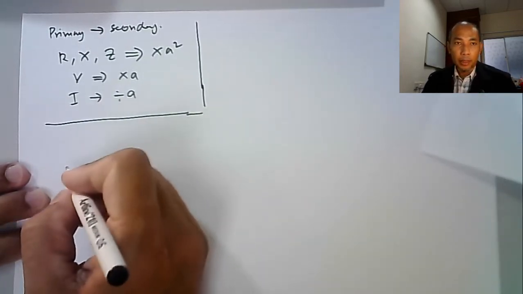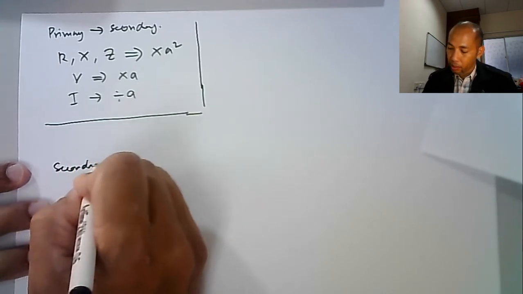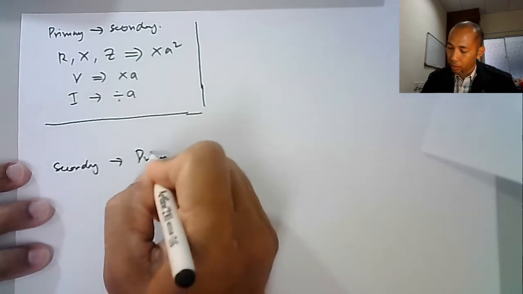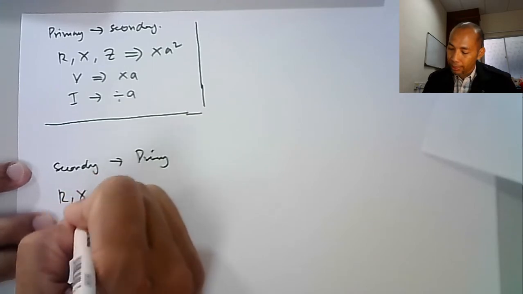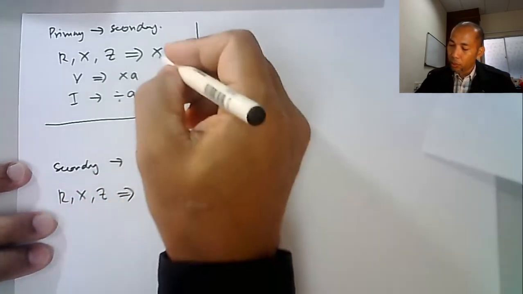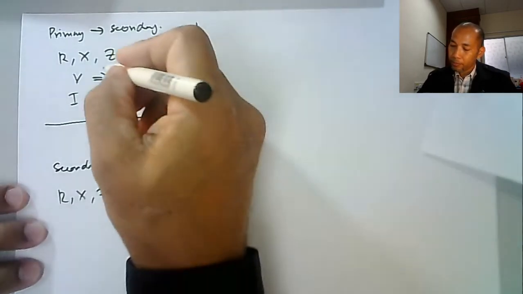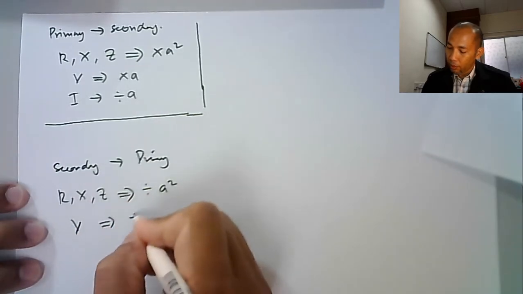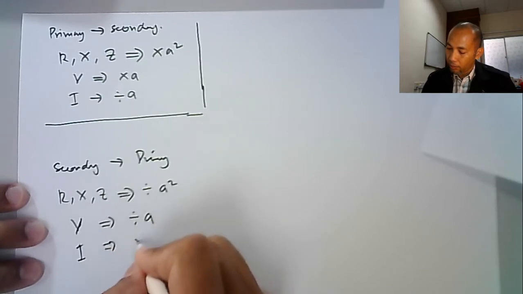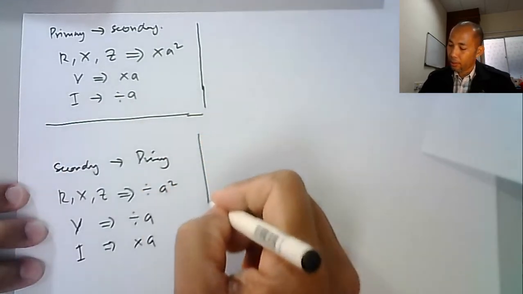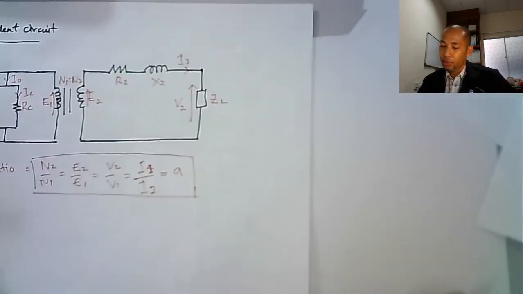So the transformation formula for secondary parameter to primary parameter: R, X, and Z, we have to divide by A square. For V, divide by A. For I, times A. This is the transformation theorem for the transformer equivalent circuit.